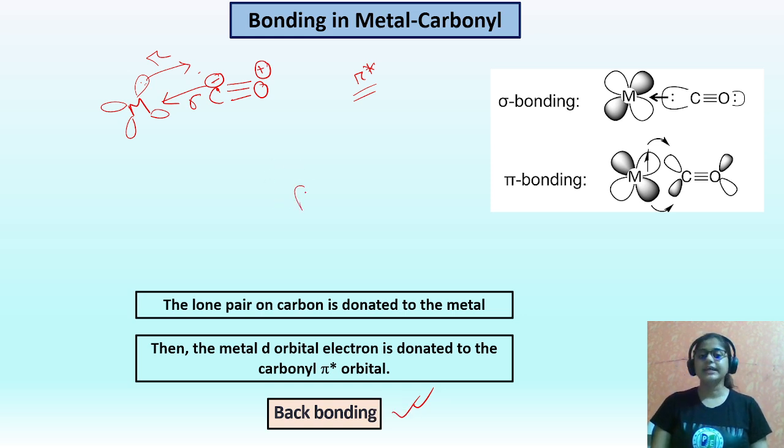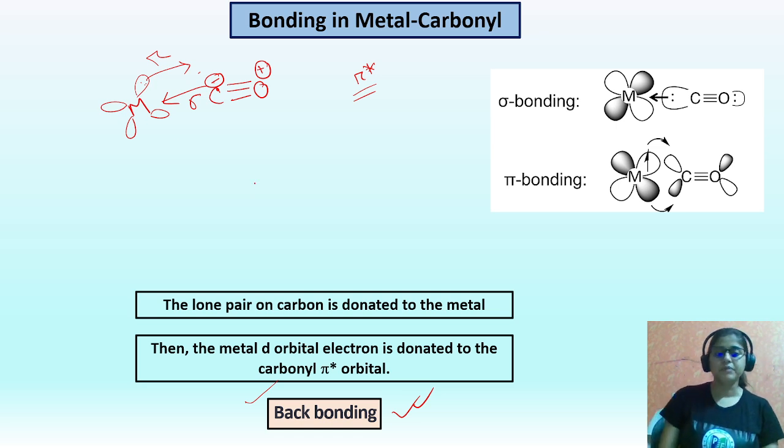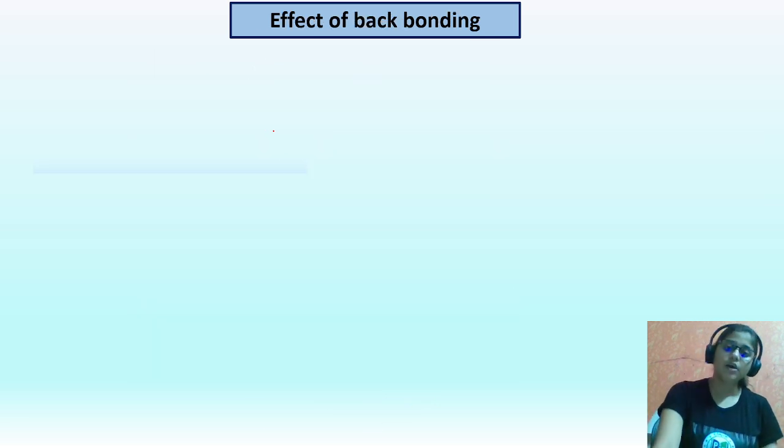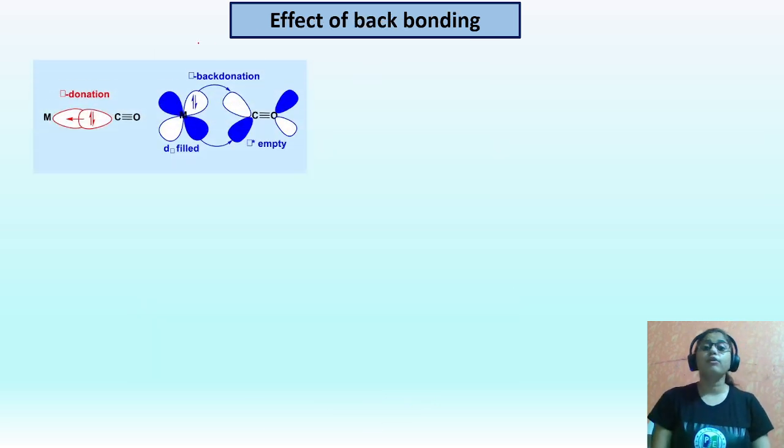It actually tends to complete its octet, so it tends to accept the electron. Okay, so that is a different case, but just to know how back bonding happens. This type of bonding is called back bonding. So sigma bonding is from carbonyl to metal, and back bonding is from metal to carbon. Please remember that.